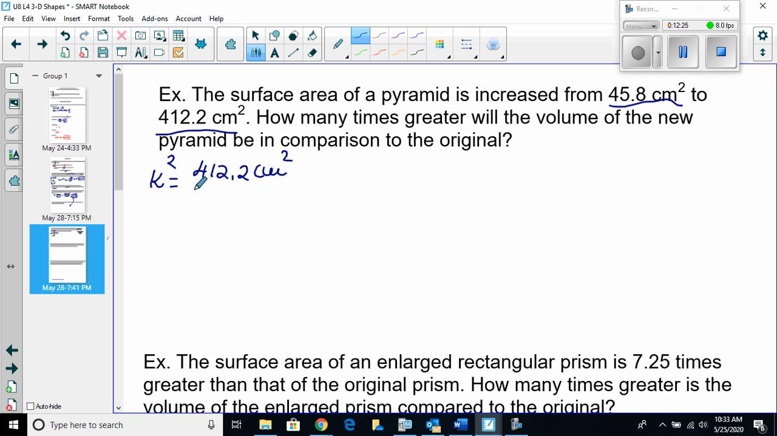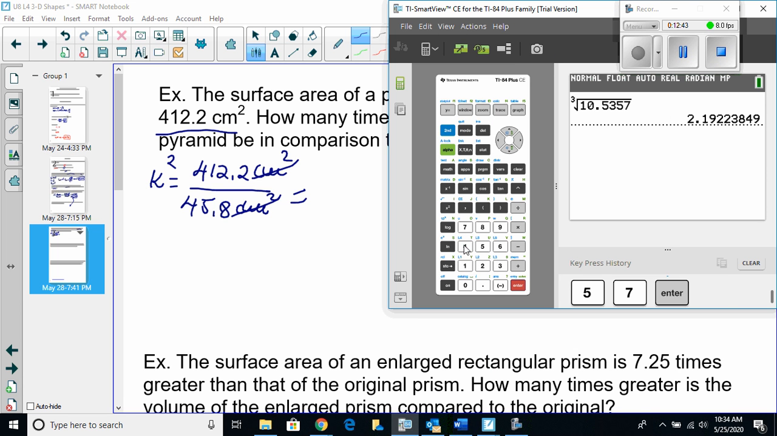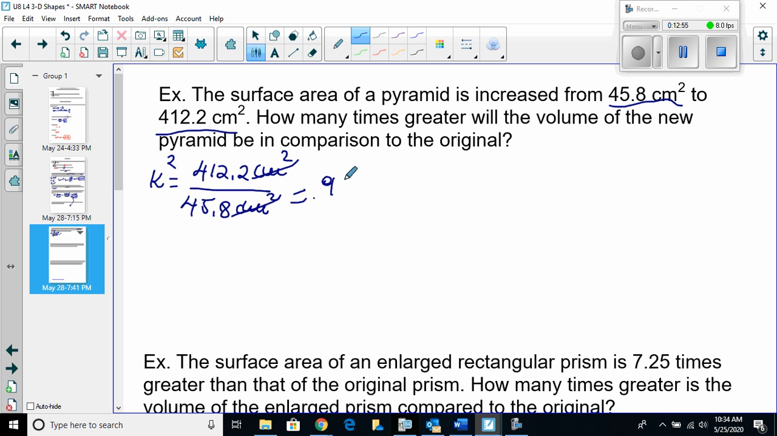412.2 centimeters squared over 45.8 centimeters squared. So centimeter squared cancels out, and we have 412.2 divided by 45.8, which is 9. So k squared is equal to 9. Square root both sides, and then k is equal to 3.